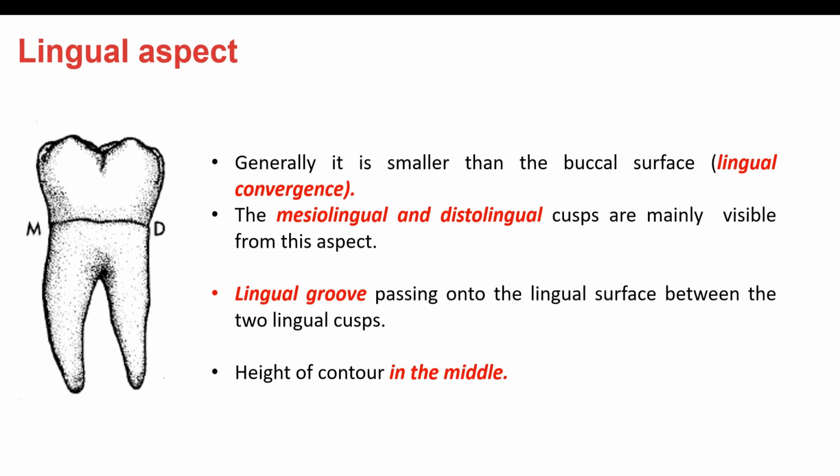From the lingual aspect, it is slightly smaller than the buccal surface because of slight lingual convergence, and there are two lingual cusps, mesiolingual and distolingual, which are divided by the lingual groove. Okay, and the height of contour is in the middle third on the lingual aspect.